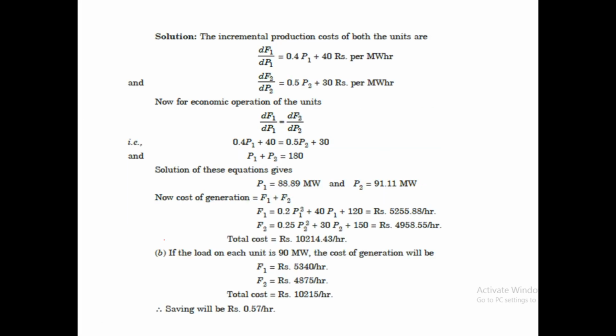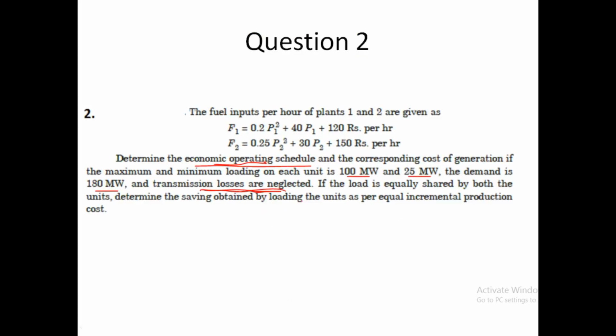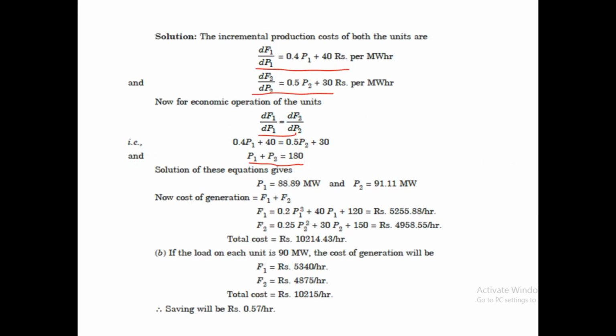First you find dF1 by dP1 by differentiating with respect to P1, and dF2 by dP2 by differentiating the equation of F2 with respect to P2, and these two are equal. You will also have P1 plus P2 equal to 180. That means total generation equals total demand. If losses are considered, that equation will not be satisfied, and you have to employ another equation where losses are also considered. Here you will be getting two equations. This is one relation and this is the second relation.